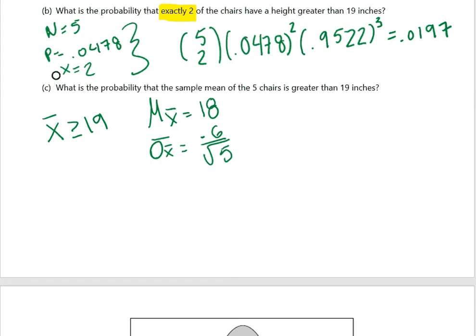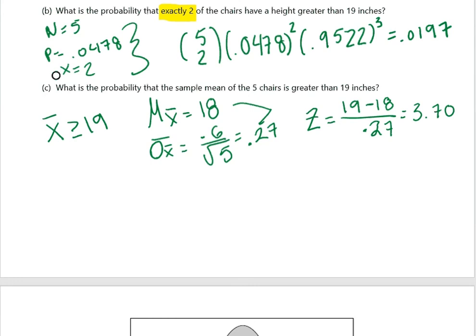So now I'm going to z-score with these numbers right here. Okay, so my z-score in this one is going to be 19 minus 18 divided by my new standard deviation, which is 0.27, and that is equal to 3.70. So if I'm thinking about my normal curve here, this is going to be, so here's my mean of 18, and I am 1, 2, 3. It's going to be a very, very, very tiny number.